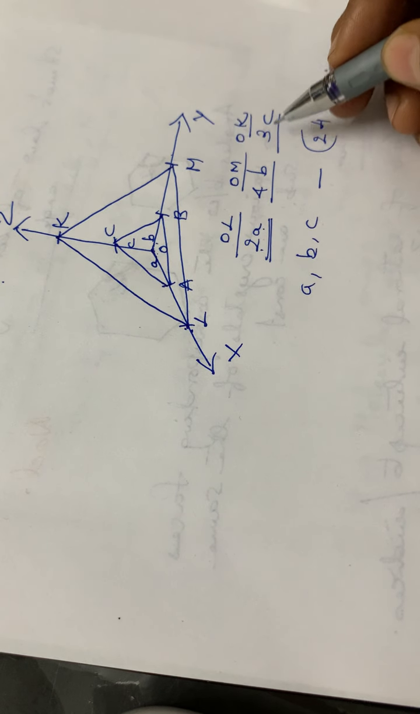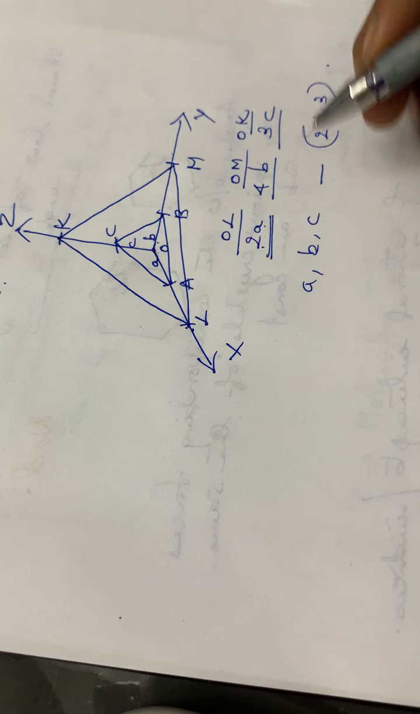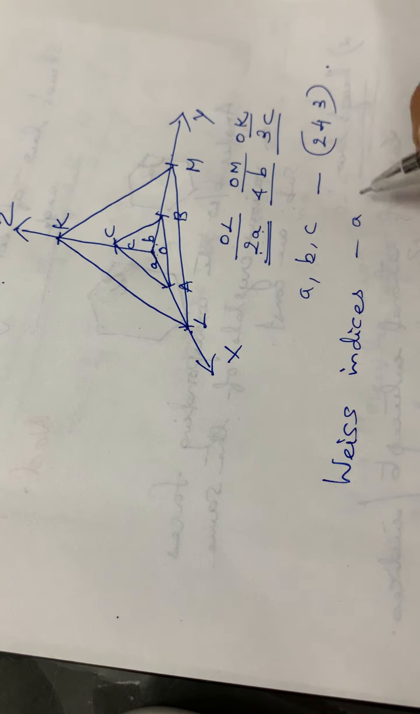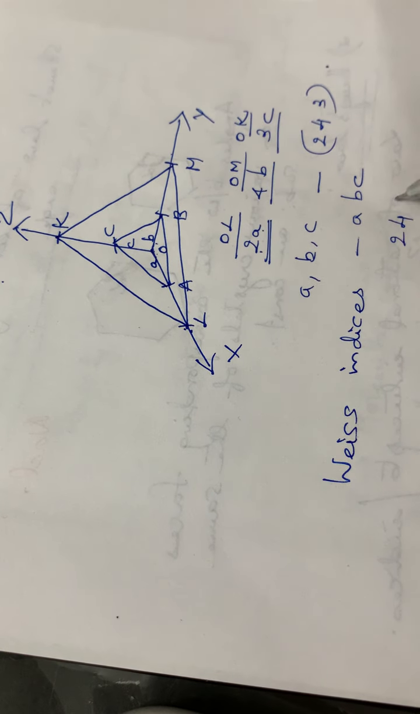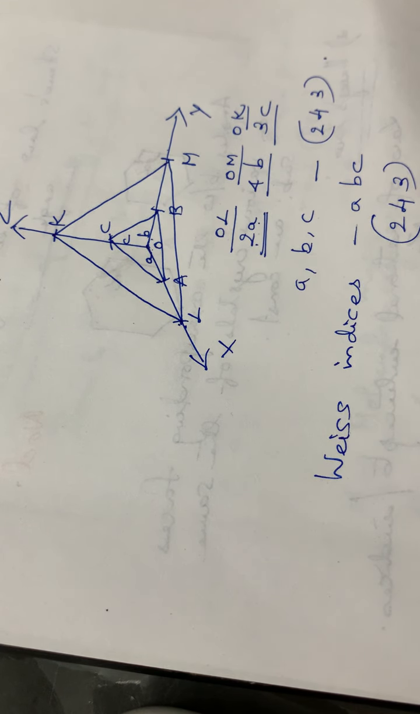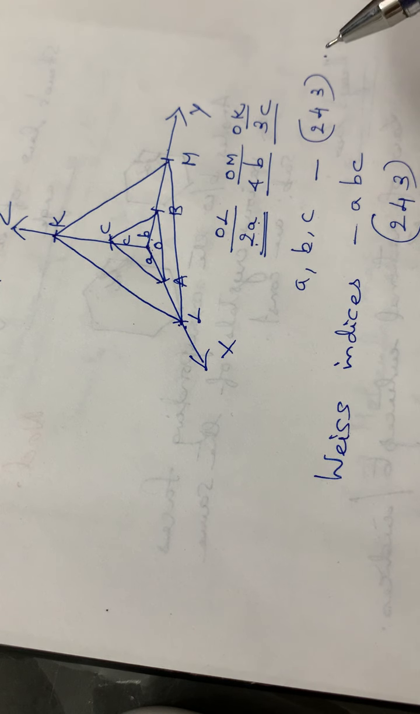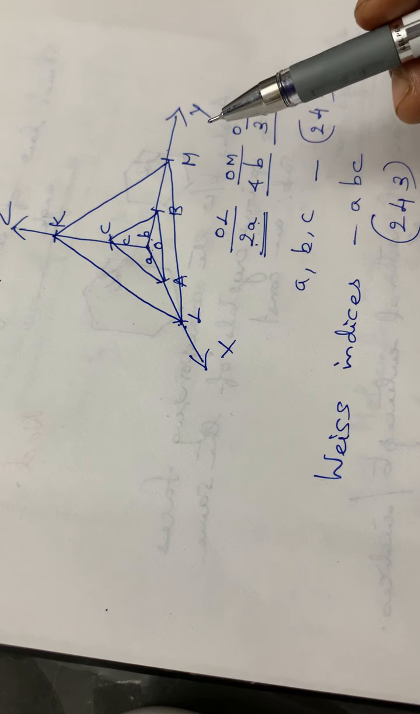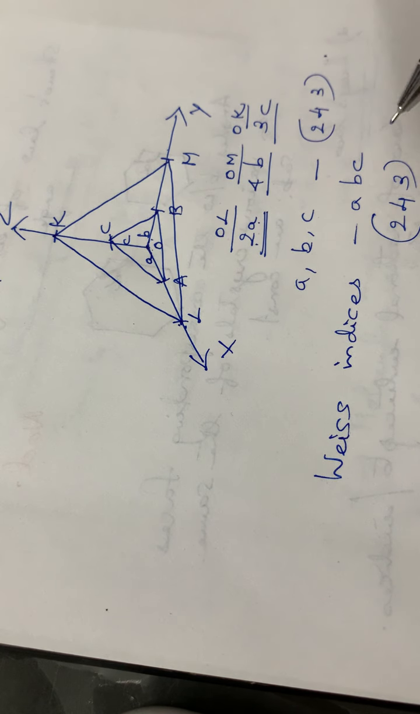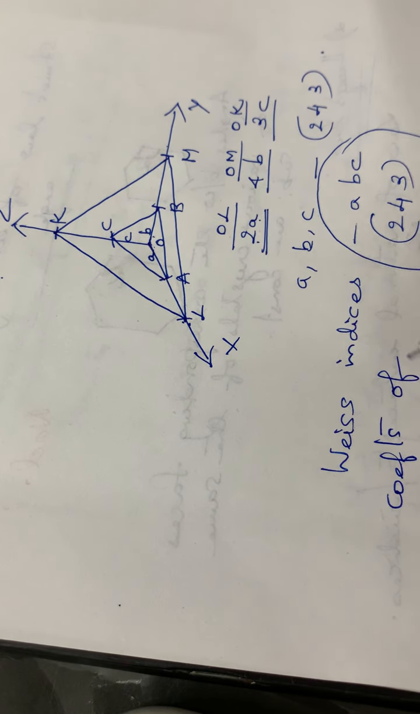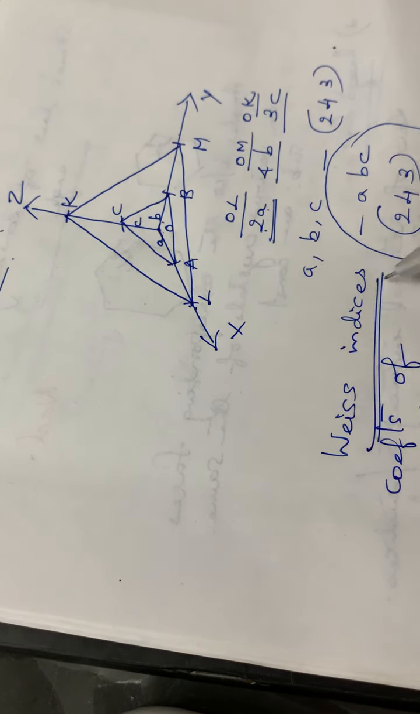So these coefficients of A, B and C are called the Weiss indices. Weiss indices means the coefficients of A, B and C. That means here it will be equal to 2, 4, 3. So that gives the Weiss indices. It is very simple. In this way we can represent any crystal in terms of the Weiss indices. Just write the coefficients of A, B and C, where A, B, C are the unit cell dimensions or the unit cell edge lengths, isn't it? Weiss indices means the coefficients of A, B and C.